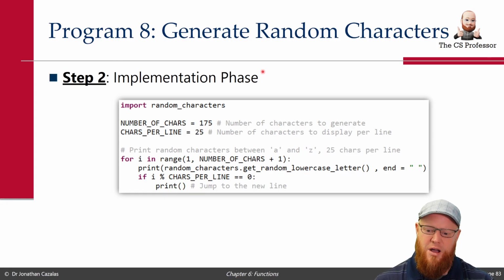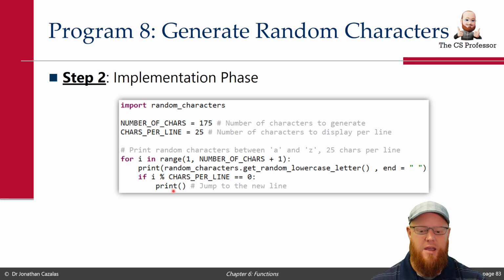What's really remaining on the problem? Well, here's the code. I won't code it up because of time, but what really remains is we're just going to loop 175 times, and we're going to print out that random letter every single time and only put a new line after every 25.